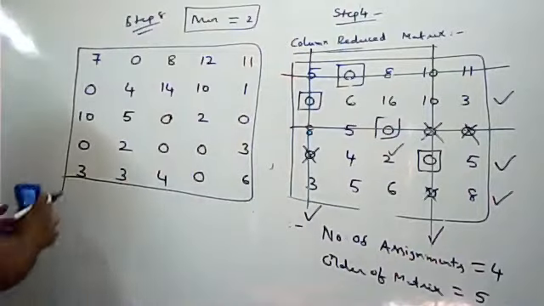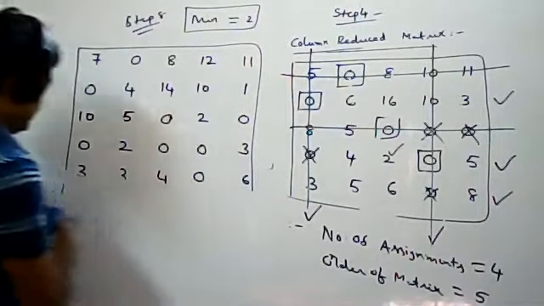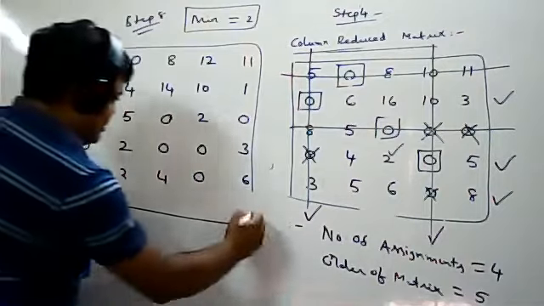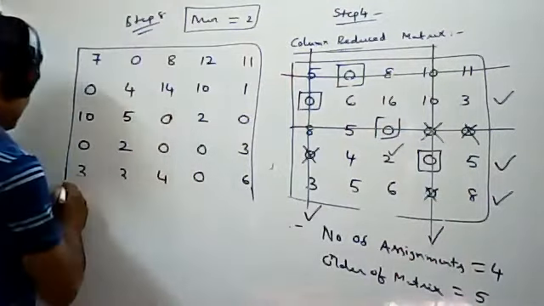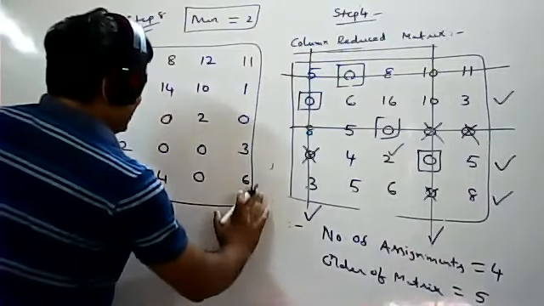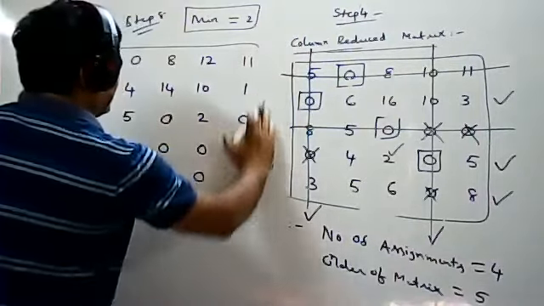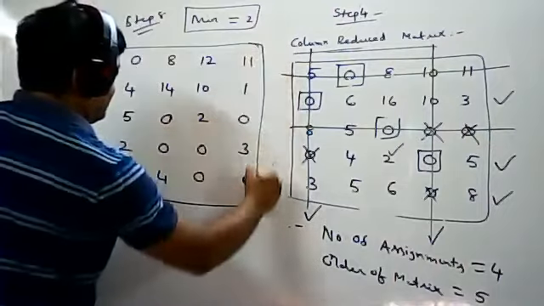This is step number 8. I hope you understood. Step number 8: the minimum element you have to identify from the uncovered elements. That minimum element should be subtracted from the uncovered elements and added to the intersection elements. Then you will get this table.